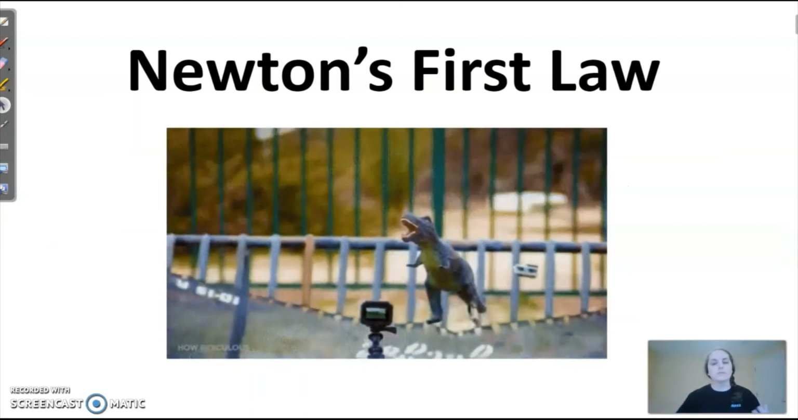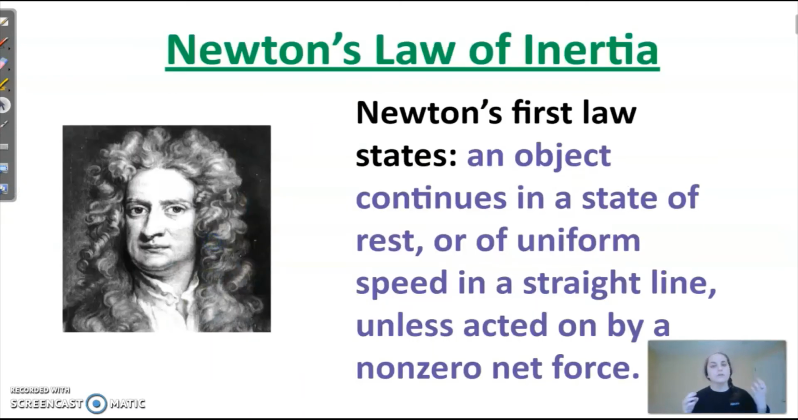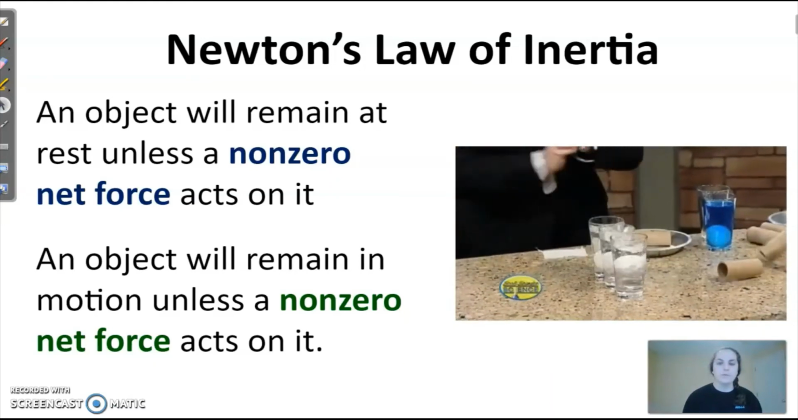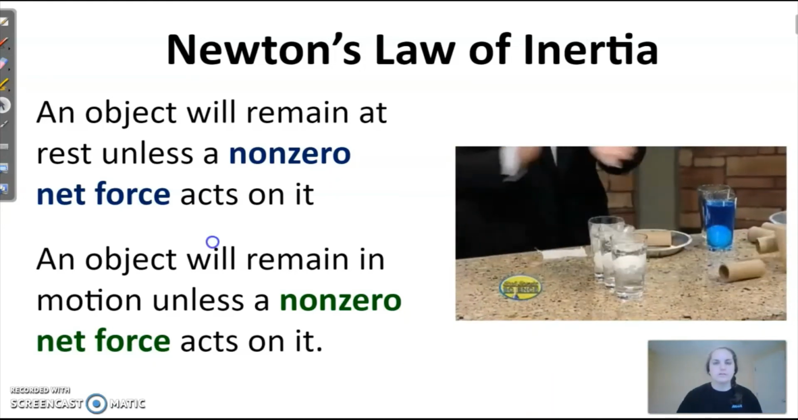Now let's talk about Newton's first law, also known as the law of inertia. An object continues in a state of rest or a uniform speed in a straight line unless acted upon by a non-zero net force. What this really means is that an object at rest is going to stay at rest, and an object in motion is going to stay in motion until it is acted upon by a non-zero net force. That's going to make it change its motion.